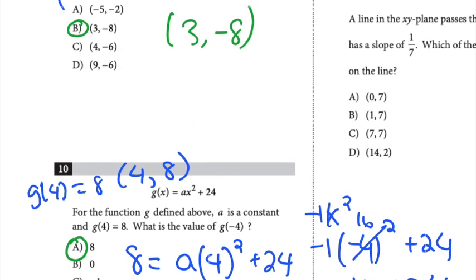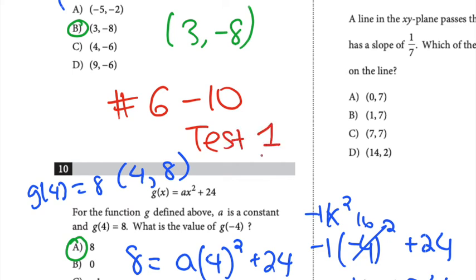Okay, so that's all for today's video. Again, this was question numbers 6 through 10. I'll write it down here. So numbers 6 through 10, test 1, section 3.